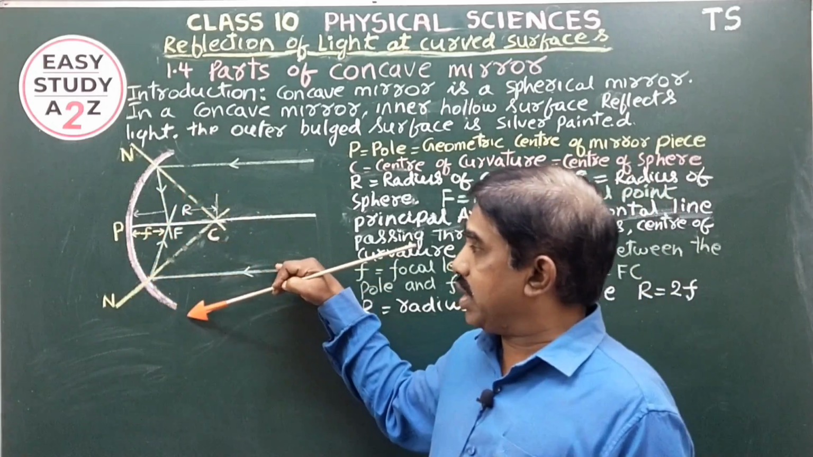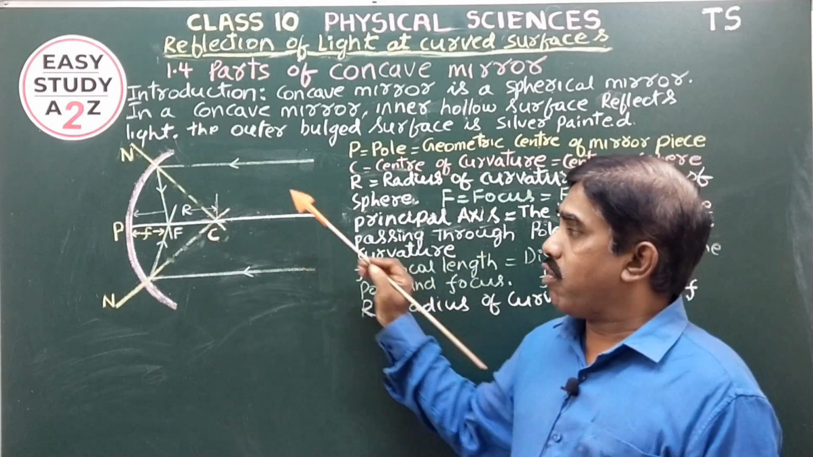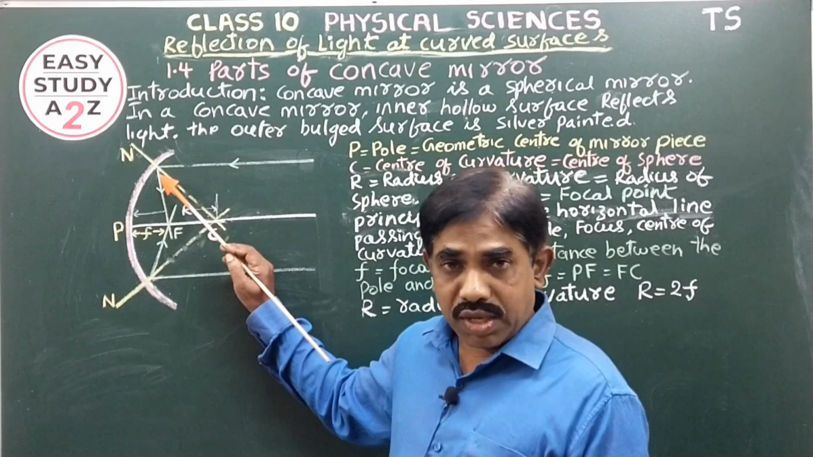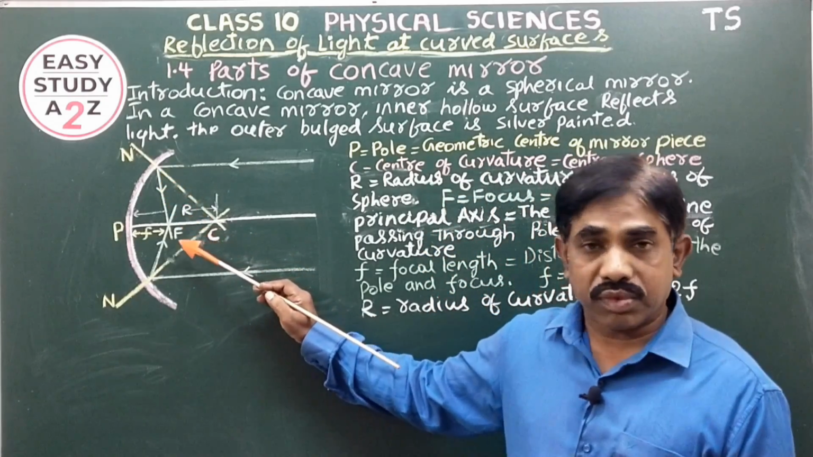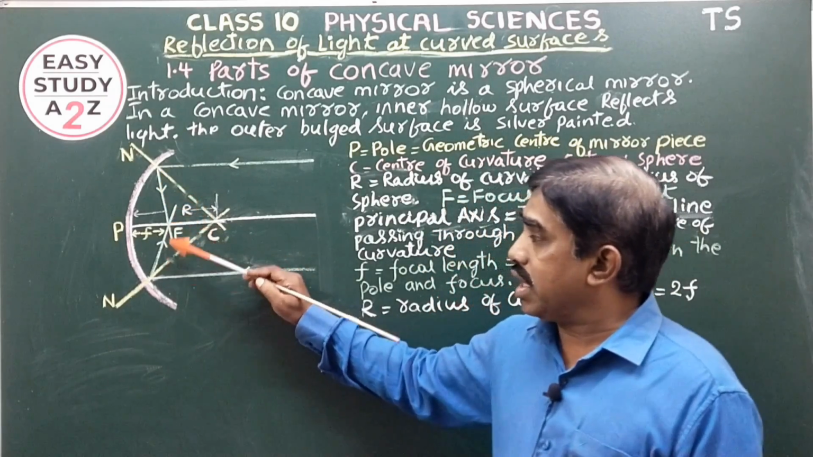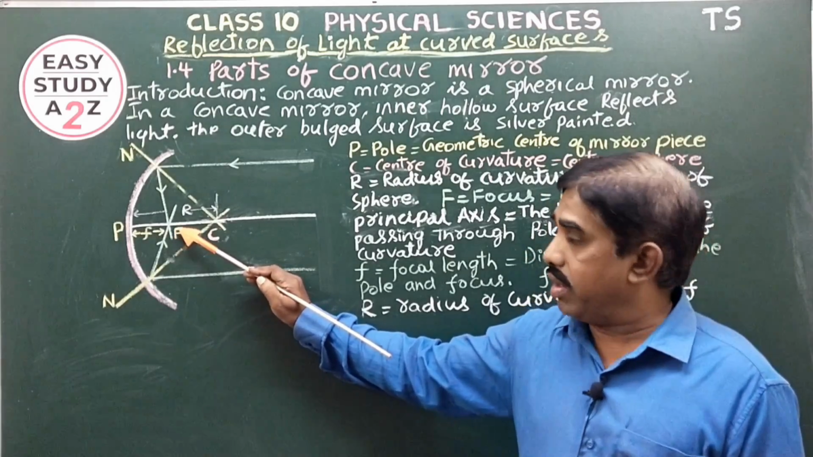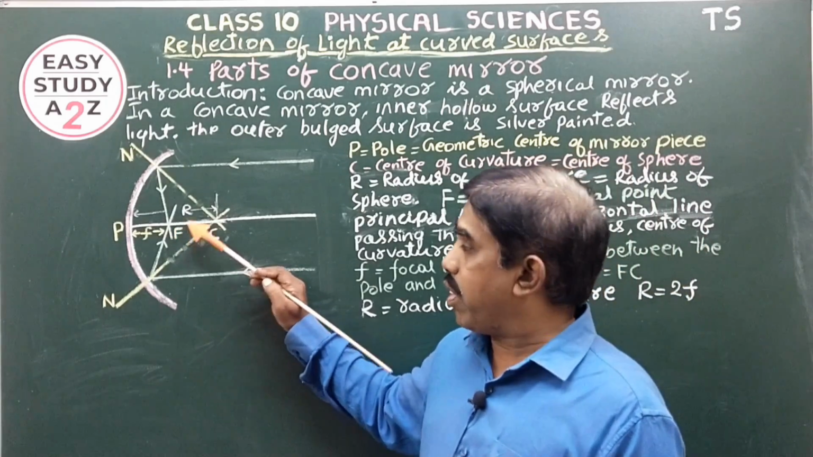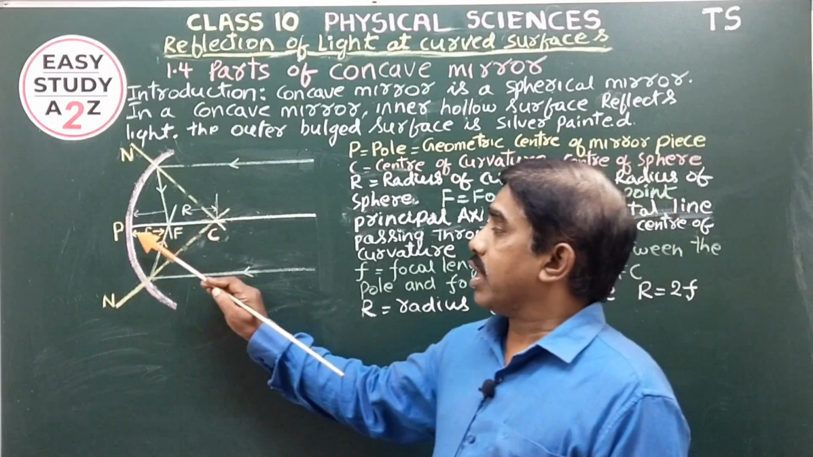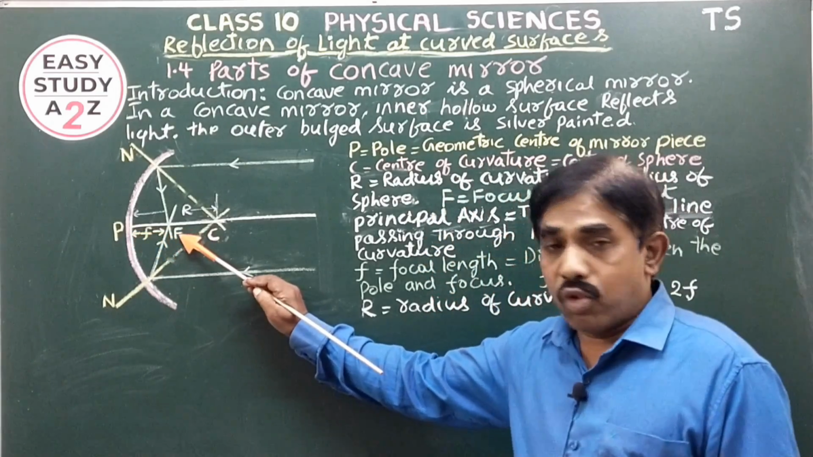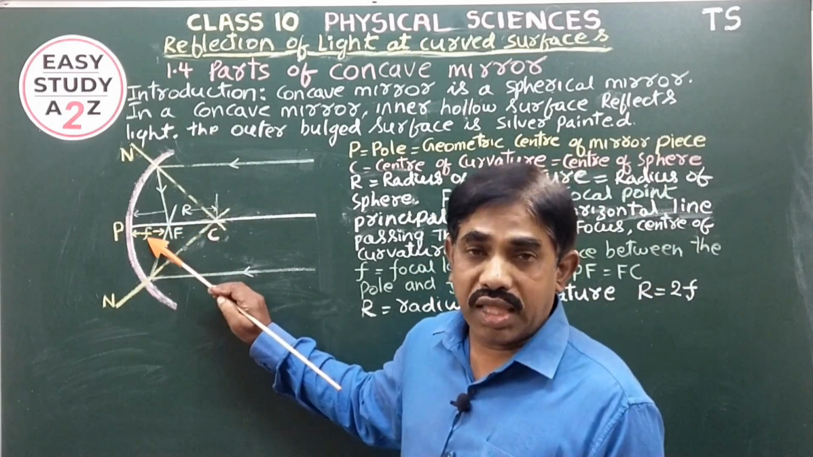See here, when parallel rays of light are passing onto this mirror piece and when the parallel rays are falling on the concave mirror, they reflect and meet at a point and this point is called the focus or focal point. The distance between the pole and the focus is called the focal length.